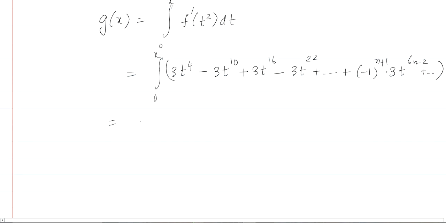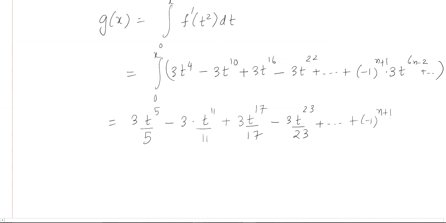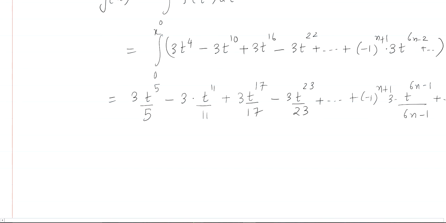So the integral of the first term is 3 times t to the 5 over 5. The second term is 3 times t to the 11 over 11, plus 3t to the 17 over 17, minus 3t to the 23 over 23, and the general term, 3 times t to the 6n minus 1 over 6n minus 1, plus so on and so forth. And obviously we are evaluating this between 0 and x. Now at 0 all the terms become 0, so we don't have to worry about it.